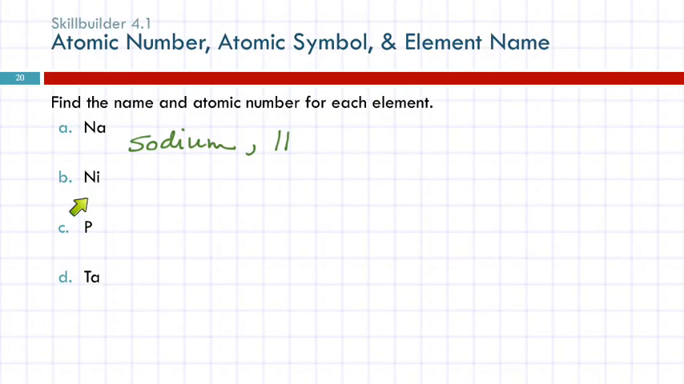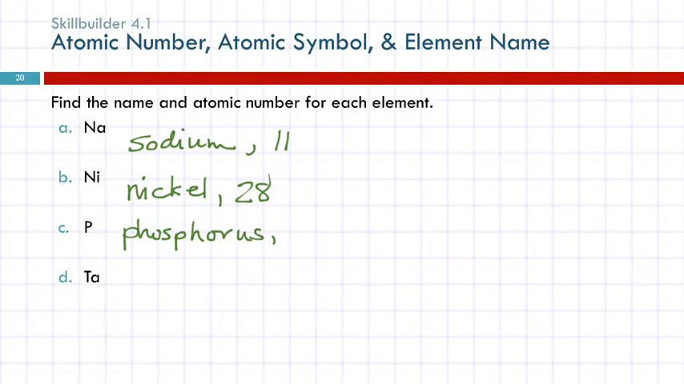So Ni is which element? Nickel. And what's its number? 28. How about P? You might want to say potassium. It's not potassium. It's phosphorus. And what's the number? 15. That tells me that it has 15 protons in its nucleus.